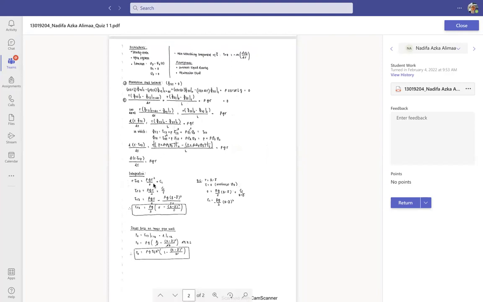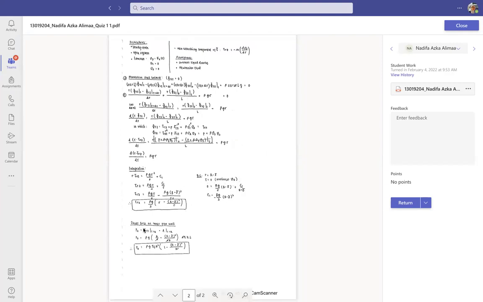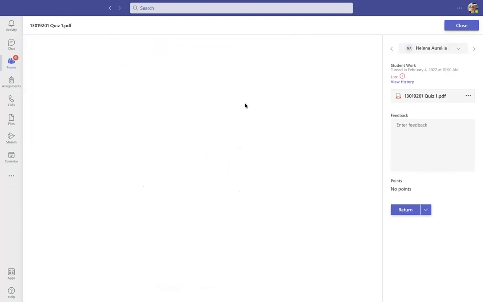Okay, so this is the integration. Yeah, looks right. And then you find the boundary condition. Yeah, this is also right. And the shear force, tau RZ, and then A. Okay, I didn't check the detail, but it looks right to me. Okay, so well done. And next, Elena.